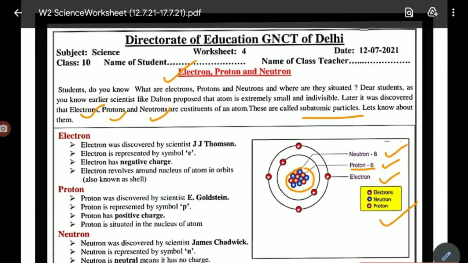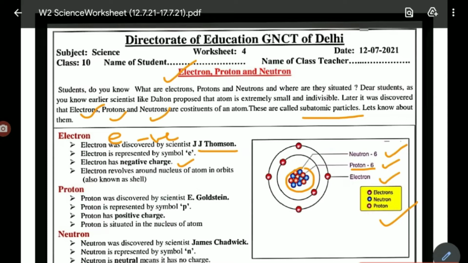Okay, let us see the feature of each one of them. Electron was discovered by J.J. Thomson. The symbol to represent electron is E. It has a negative charge on it. And what is the position? Where is the electron located inside the atom? It revolves around the nucleus of the atom in the orbit.